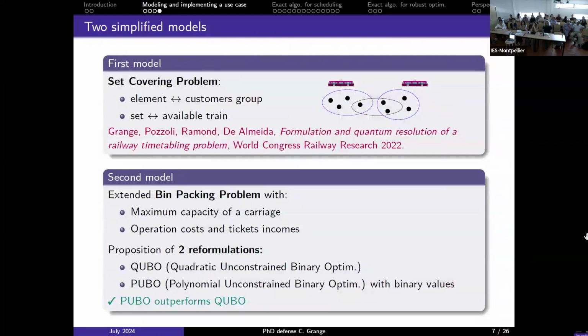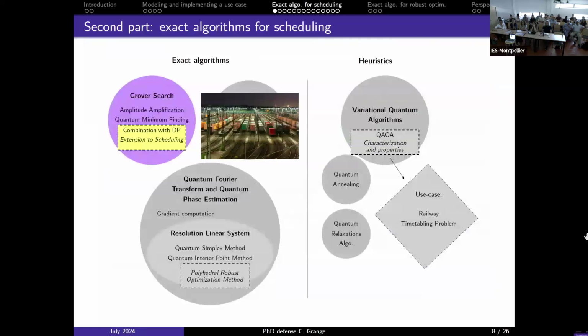So this was about the heuristic part, and we can see that it's hard to go further without a bigger computer, and that's why we wanted to investigate more theoretical results for problems that are important for railway companies. So this is the second part, about exact algorithms.